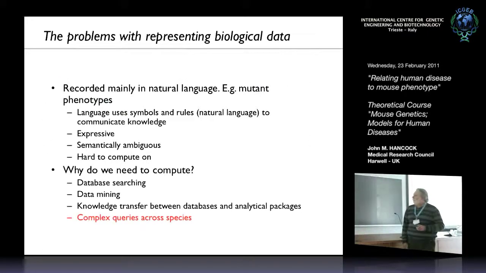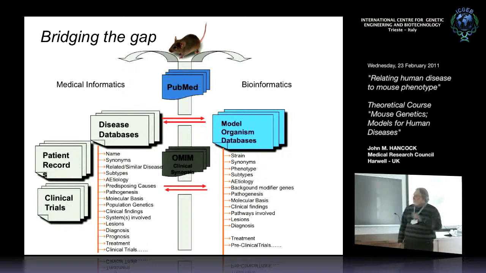And something else we want to do is link things which are expressed differently in different species. So this is the big issue, for example, of comparing phenotypes in mice to diseases in humans, and I'm going to go into this in a fair amount of detail.